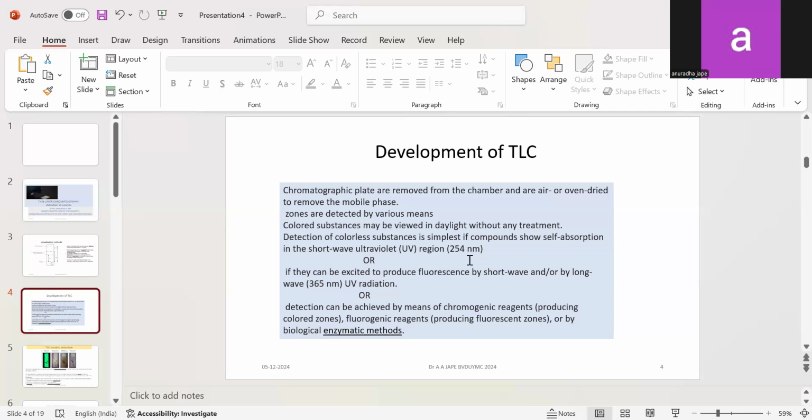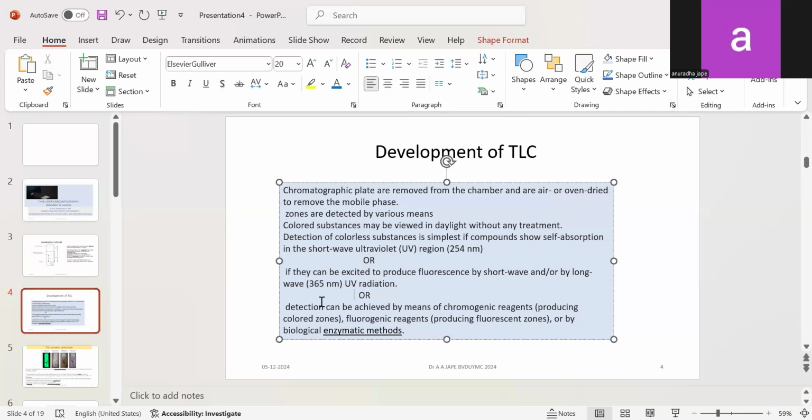Alternatively, these analytes, if they can be excited to produce fluorescence, we can expose them to short wavelength. When absorbing that wavelength, the analyte will go into its excited state, and while coming back to the ground state, it will fluoresce. It will emit light, and that long wavelength can be detected. So this can be another method.